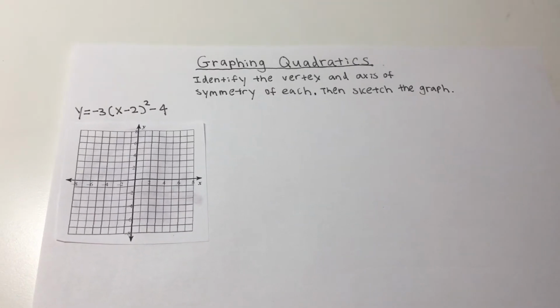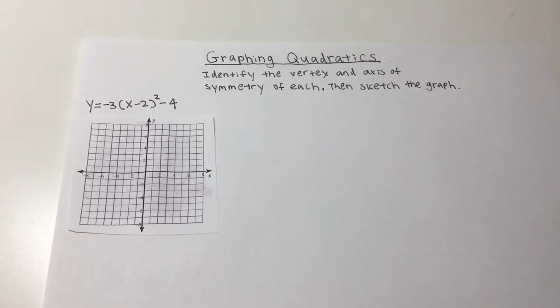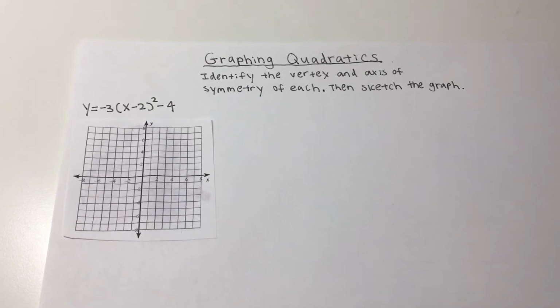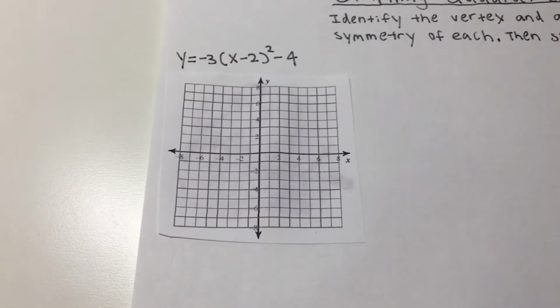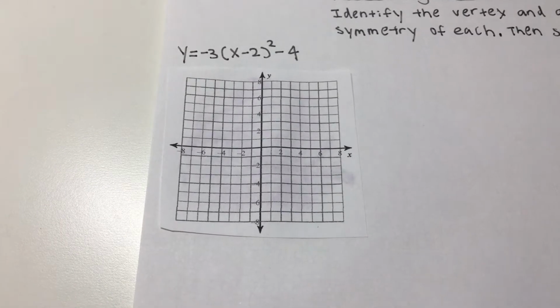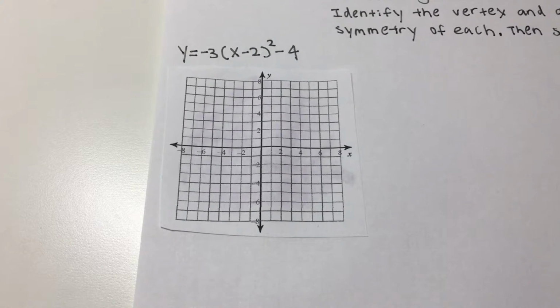In this video, I'll be showing you how to graph quadratics. It says to identify the vertex and the axis of symmetry of each, then sketch the graph. So for this problem, we have y equals -3(x - 2)² - 4.